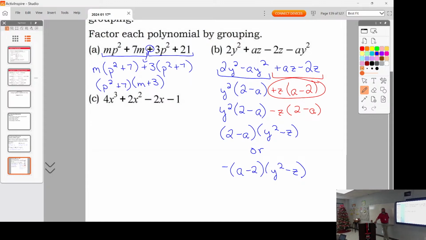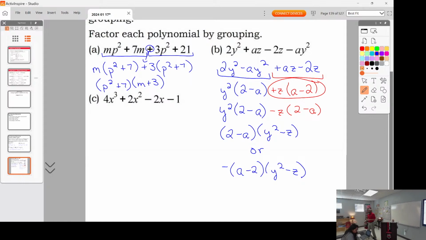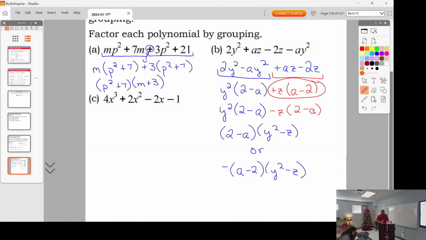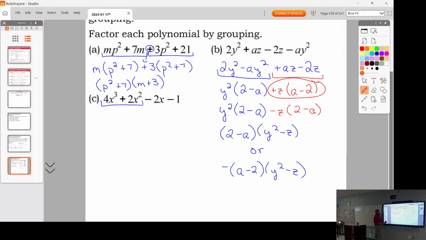That's it. Okay, part C. 4x cubed plus 2x squared minus 2x minus 1. First pair. Anything in common? 2x squared. Factoring out 2x squared leaves us with 2x plus 1. Perfect.